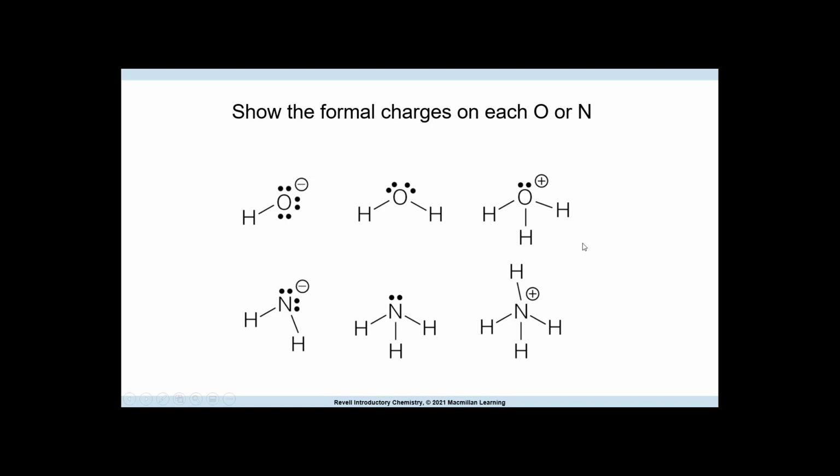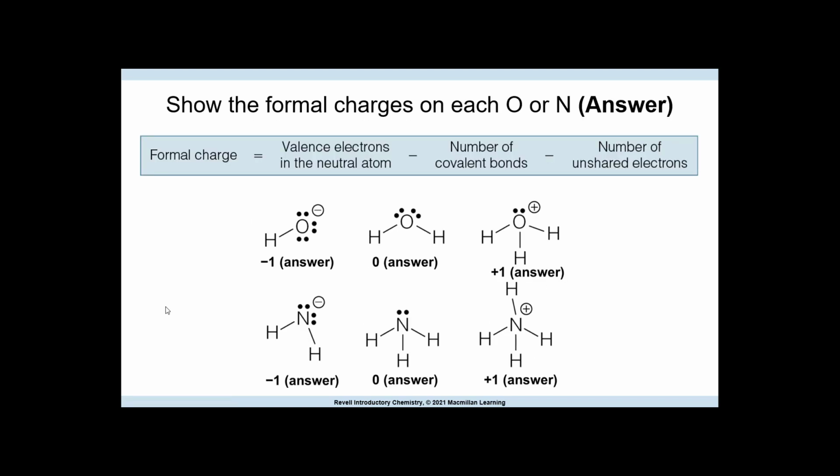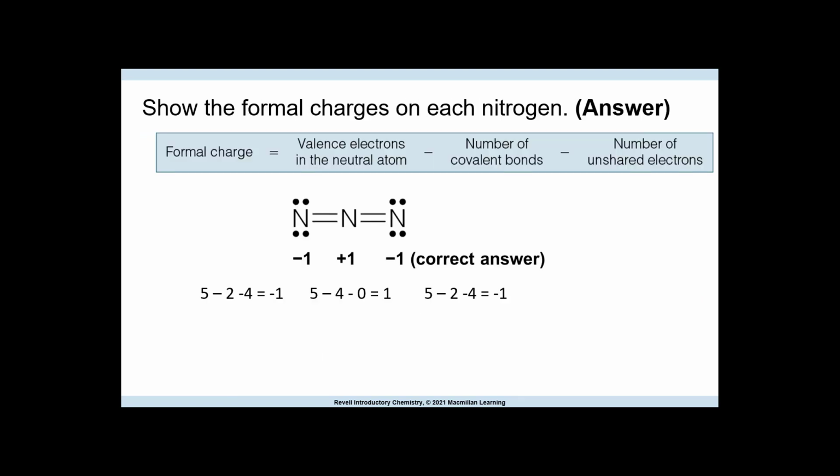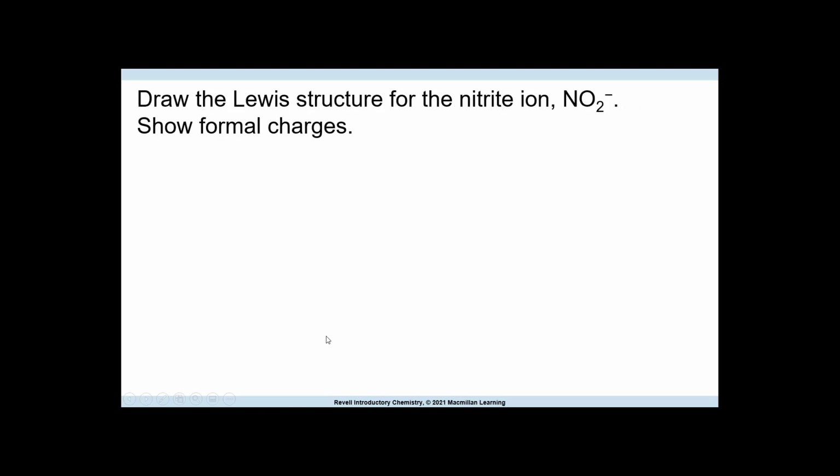Sometimes they'll put it on the side, but the best way is to put it near where the compound has that charge. Okay, so here you see this is a negative, this is a 0, this is a plus, and if you use this equation, you should be able to determine where this comes from. Again, nitrogen, show the formal charges on each nitrogen. We covered this earlier, but you can see there's -1, +1, -1. I just copy and pasted this so you can see how to do the equation.